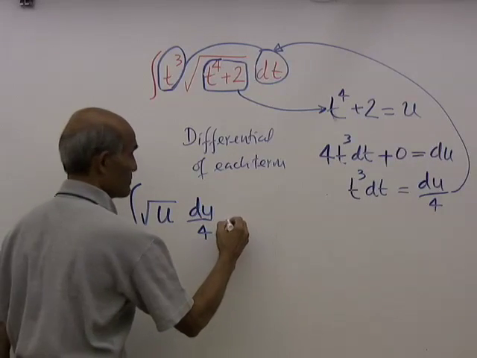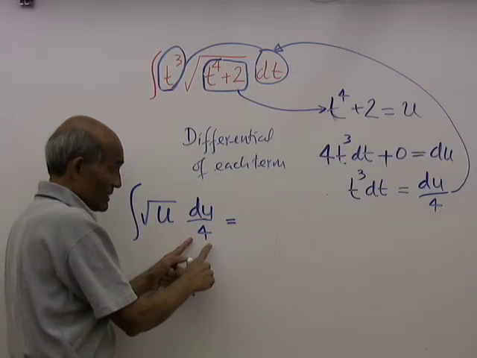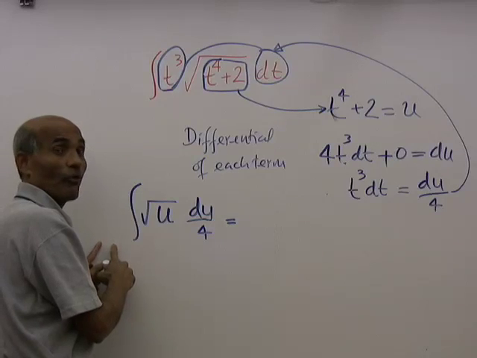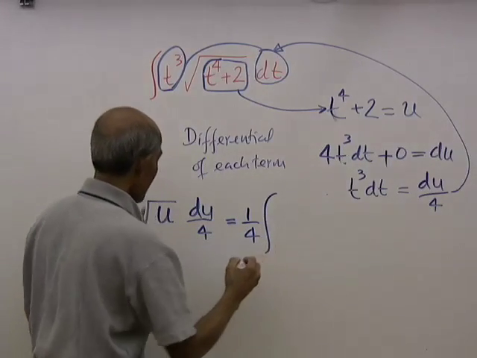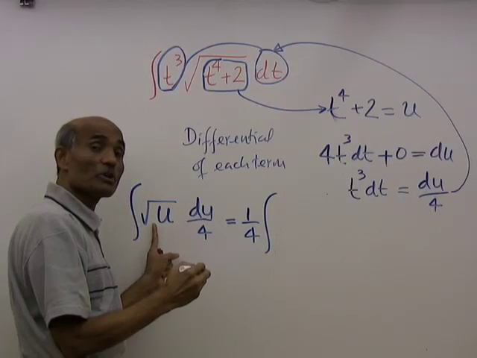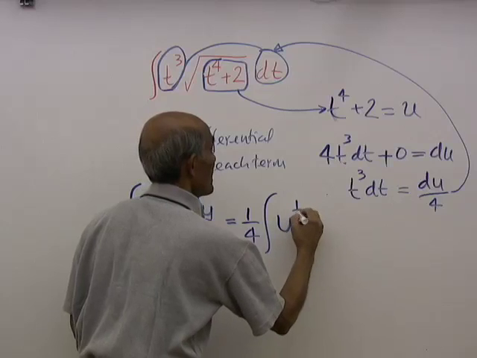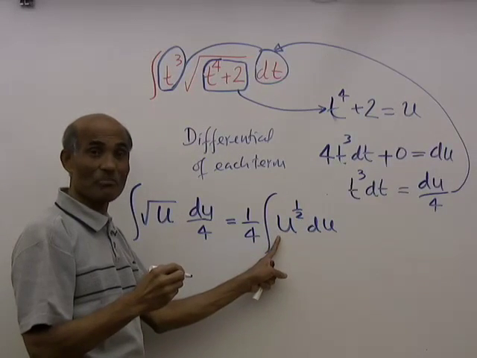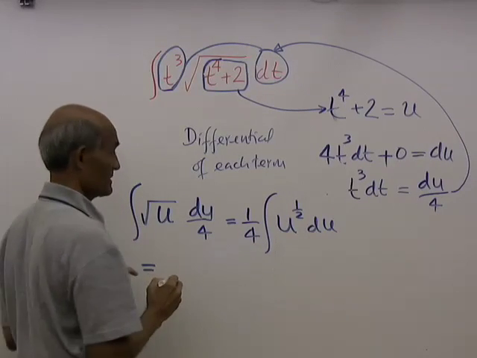Now as we did before, we're going to do two things here. One, the 4 in the denominator comes out to become 1/4. So you have a 1/4 coming out. And square root u is going to be written as u to the power of 1/2 du, so that we can use the power rule. And now we can integrate.